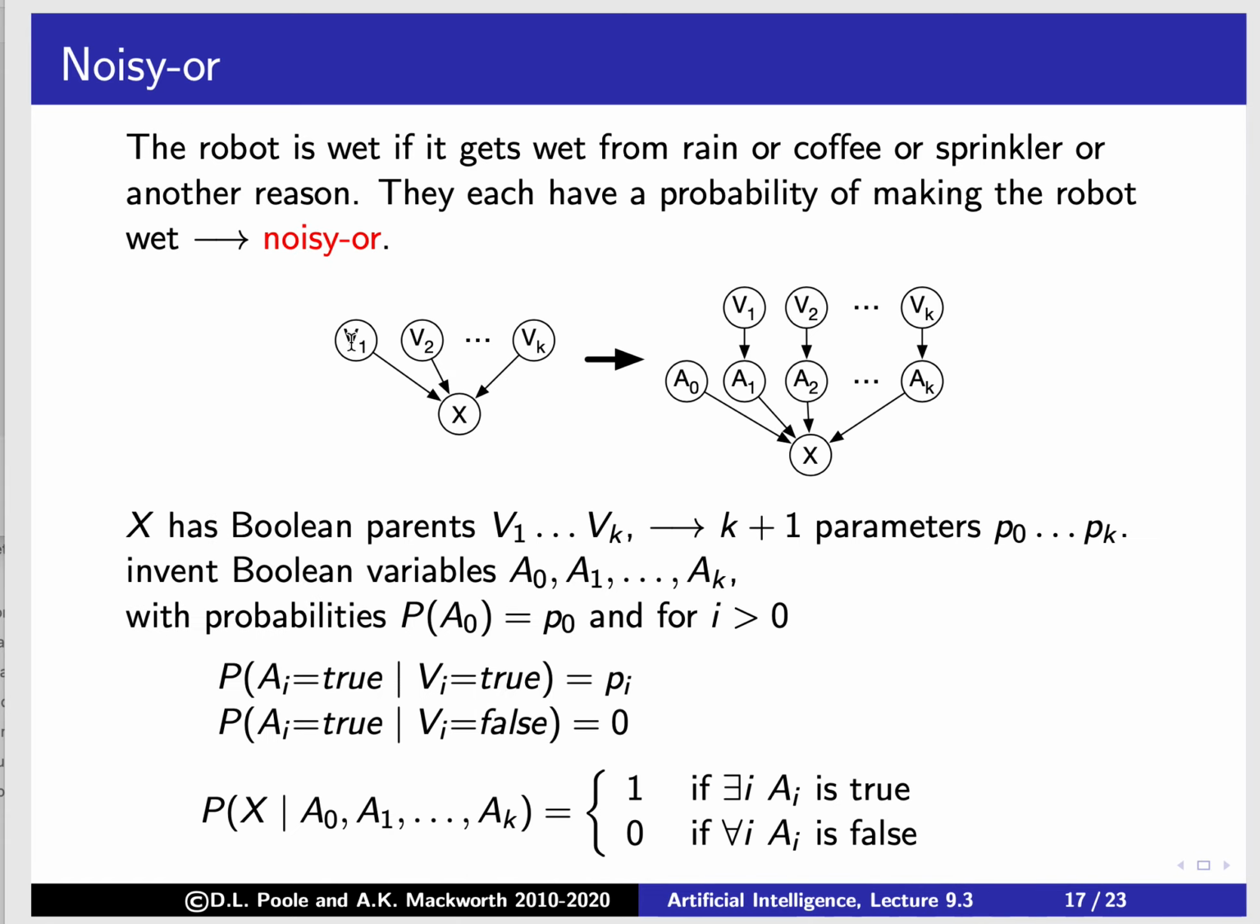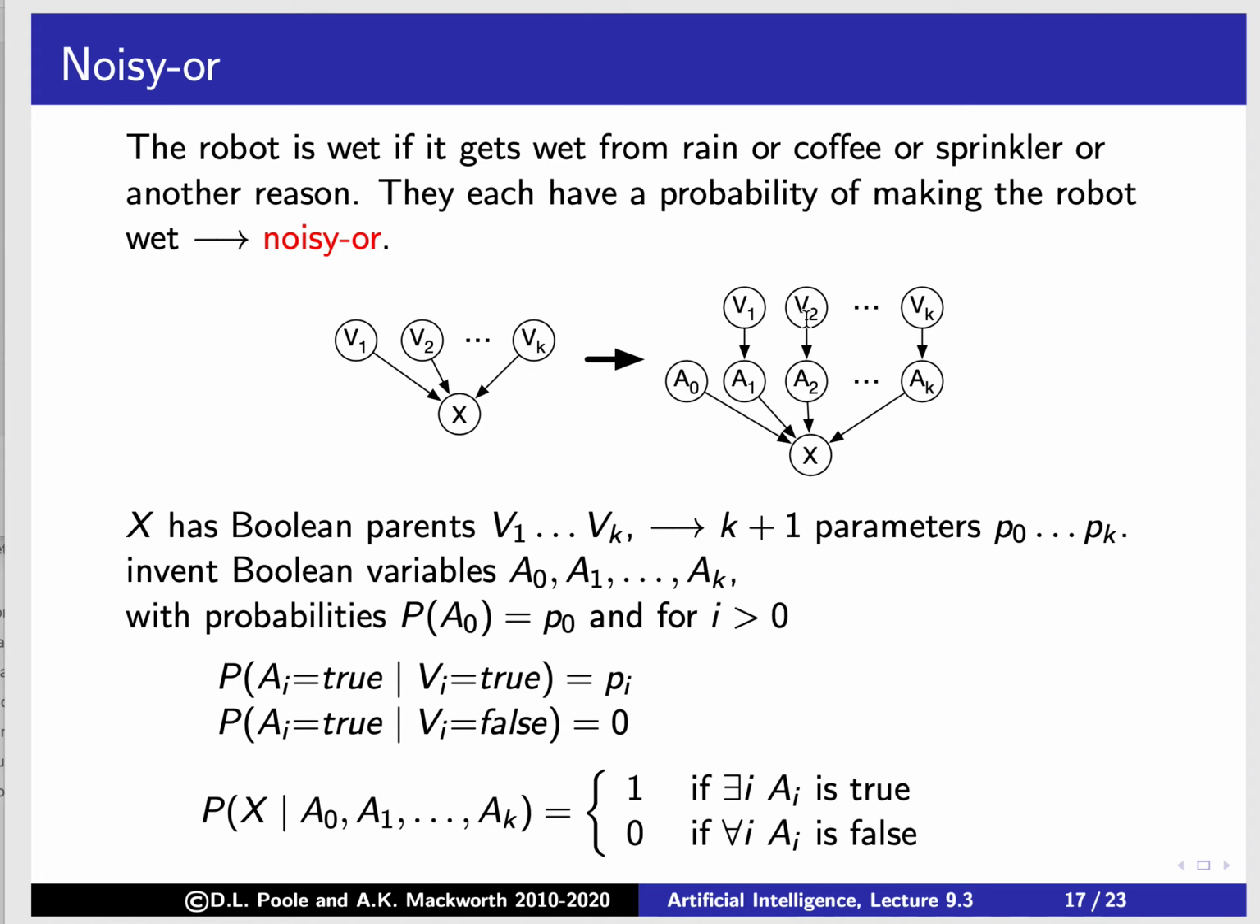Okay, so what we're going to do here is say X depends on V1 to VK. Think about V1 to VK as rain, coffee, sprinkler, and another reason. And those are the parents of X. And we're going to translate that into a new network, which has A0, A1, A2, A3, A4. V1 is like rain, and A1 is like getting wet because of rain. There's a probability associated that they get wet because of rain if it's raining. If it's not raining, they don't get wet because of rain. Think about V2 as coffee, and A2 is they get wet because they spilled coffee. The robot spilled coffee on itself.